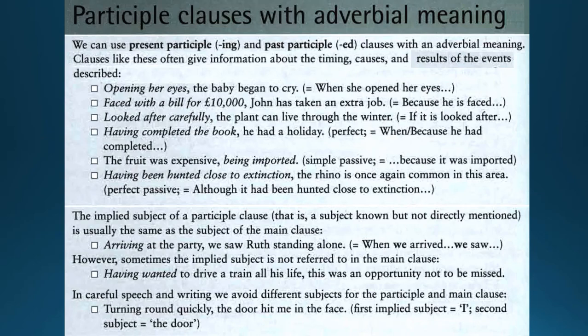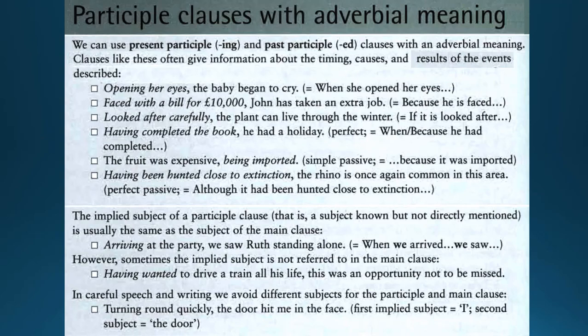The implied subject of a participle clause, that is, a subject known but not directly mentioned, is usually the same as the subject of the main clause. Arriving at the party, we saw Ruth standing alone. Equals, when we arrived at the party, we saw Ruth standing alone.